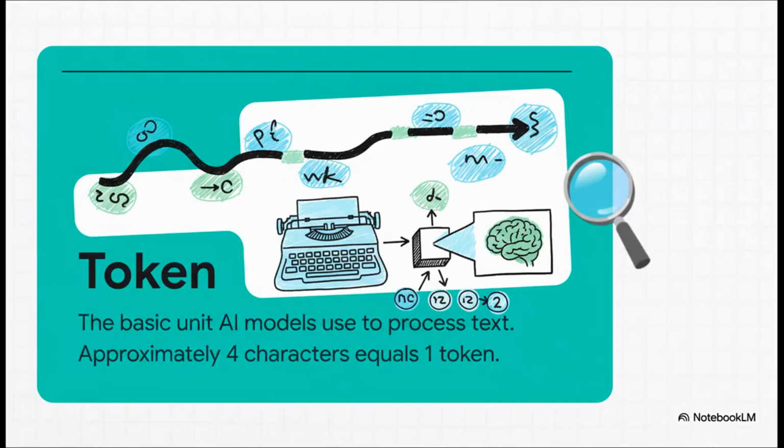Okay, first things first, a super quick refresh. What even is a token? It's just the basic building block for the AI. You can think of it like a word, or sometimes just a piece of a word. A good rule of thumb is that about 4 characters equals 1 token. Simple, right? Well, the story doesn't quite end there.